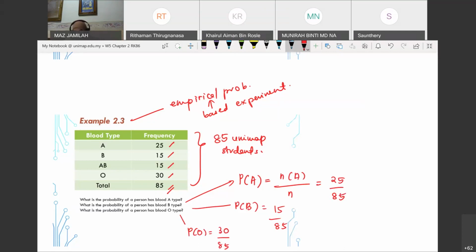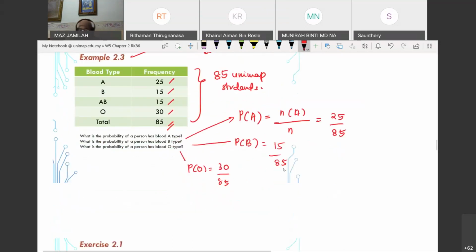So let us calculate then. Try and calculate 25 over 85. You will get 0.2941. 15 over 85 will give you 0.1764. 30 over 85 will give you 0.3529.